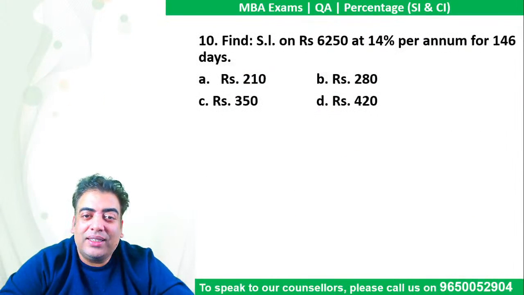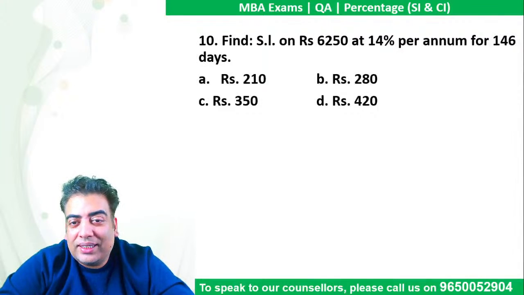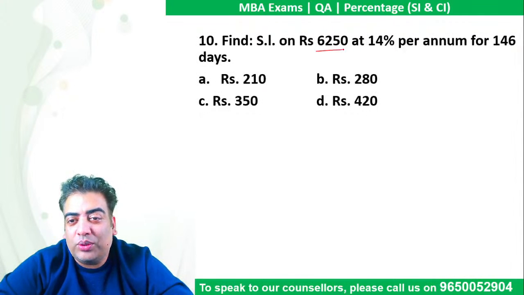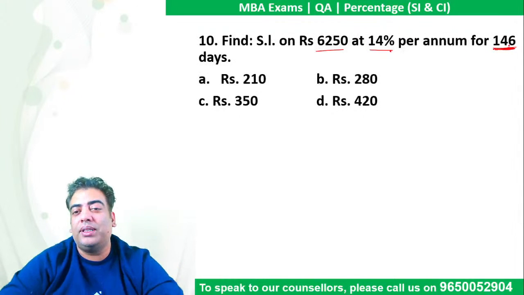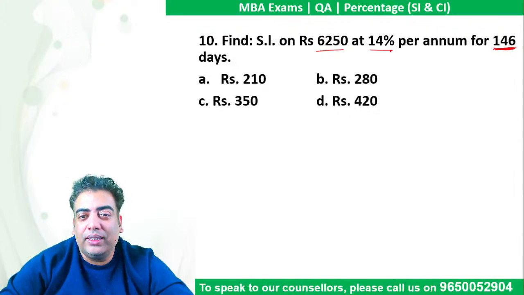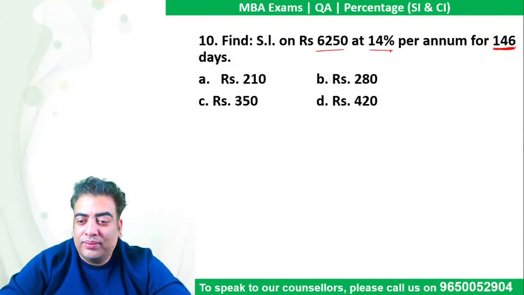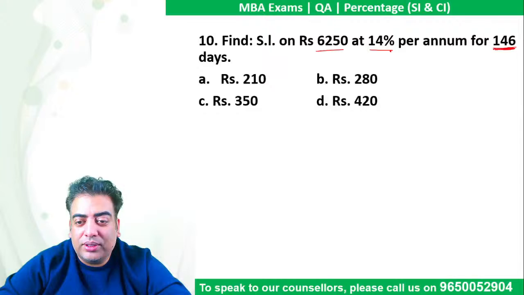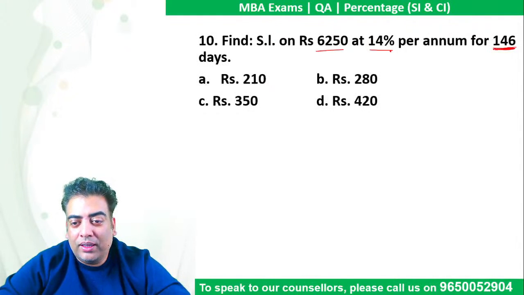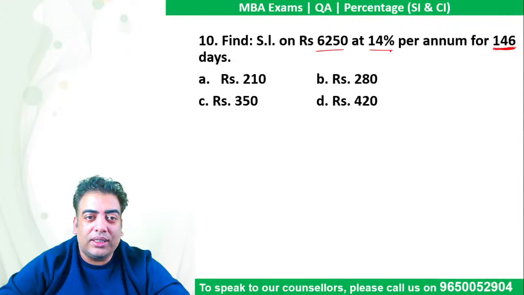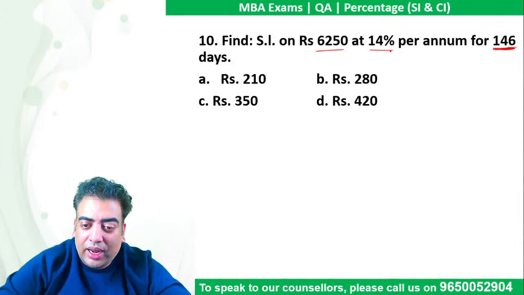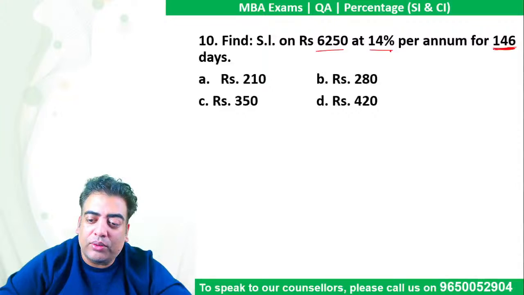So here it says find simple interest on 6250 at 14% per annum for 146 days. Now guys, be quick and tell me the answer. Just do it carefully. No issues Nishima, no issues. Be quick and tell me the answer. And please keep your calculations accurate. There shouldn't be any calculation mistake.